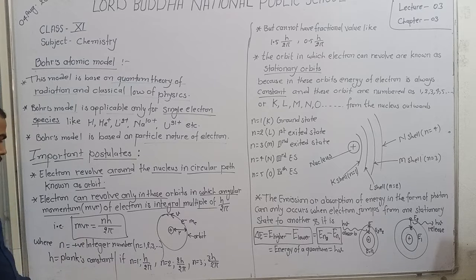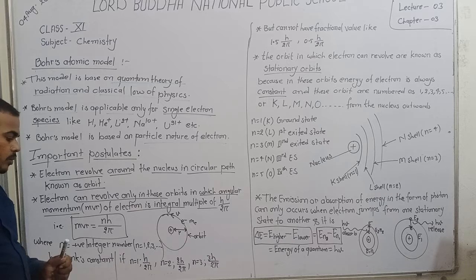So here mvr, mass, velocity and radius of the electron, is equal to nh upon 2 pi. Here n is an integer. Which type of integer? n is a positive integer number, which is 1, 2 or 3.